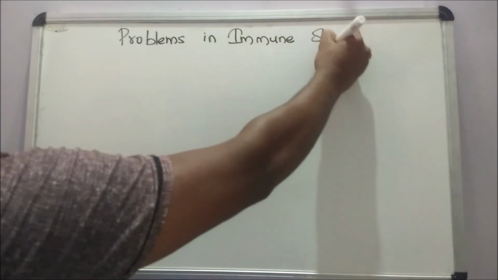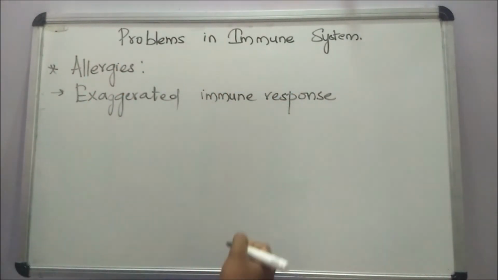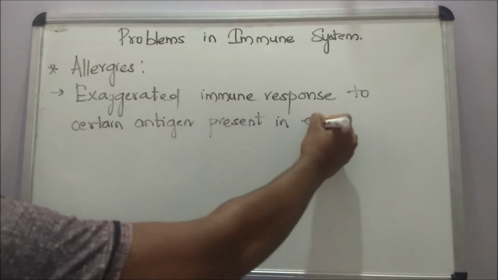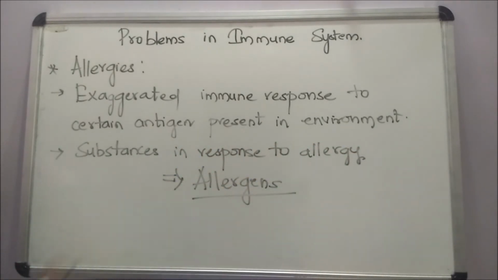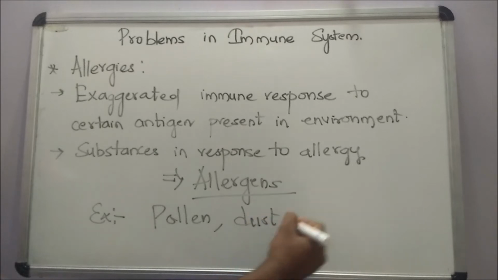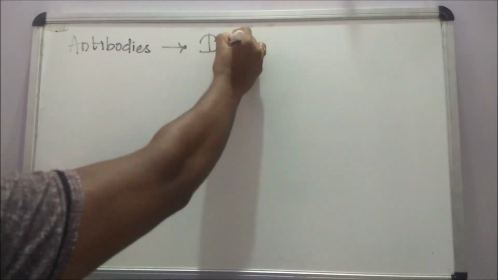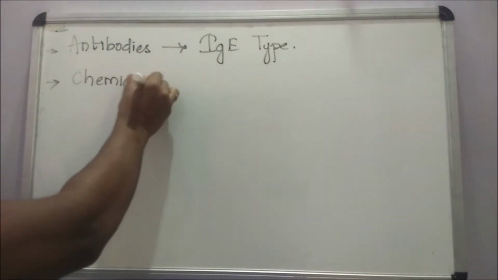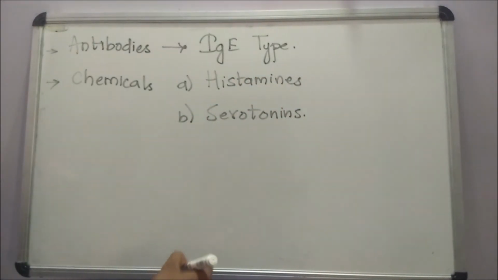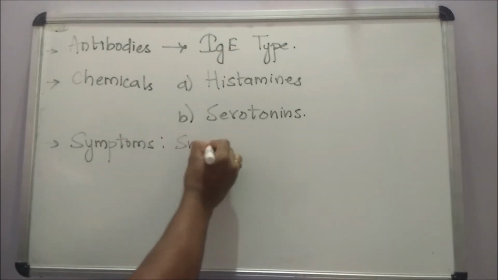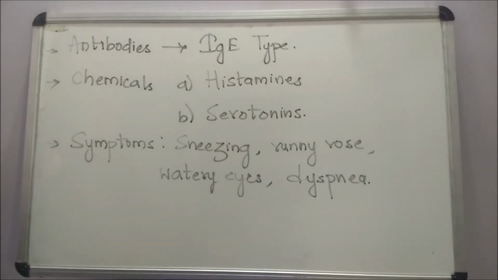Let's discuss the problems in the immune system. The first one is allergies. The exaggerated immune response to certain antigens present in the environment is called allergy. Substances in response to which the allergy is produced are called allergens. The examples are dust, pollen, animal dander, etc. Here the antibody involved is of the IgE type. During allergic reactions, chemicals such as histamines and serotonins are released. The symptoms include sneezing, watery eyes, and difficulty in breathing, also called dyspnea.